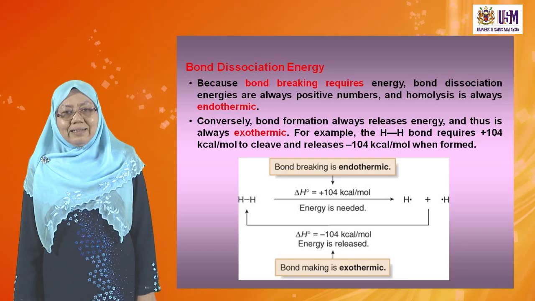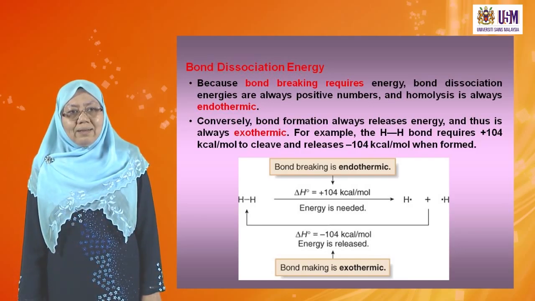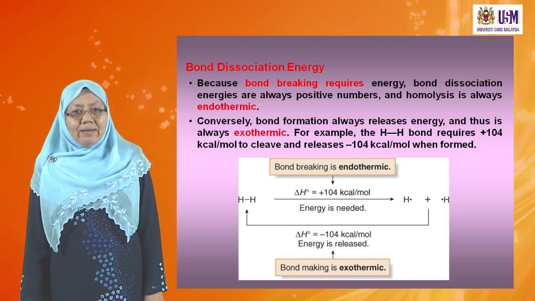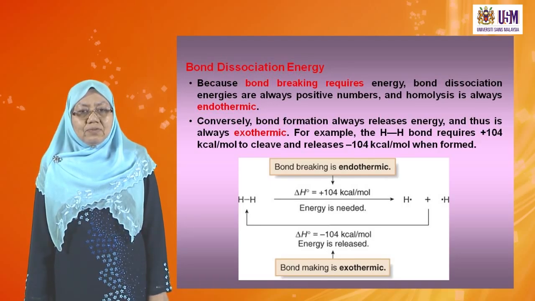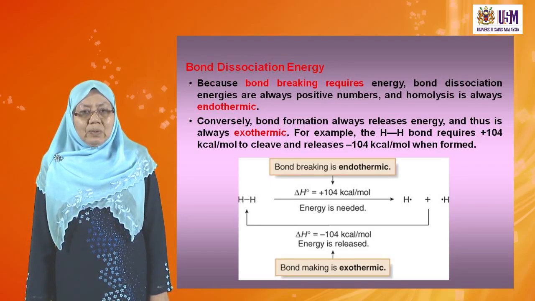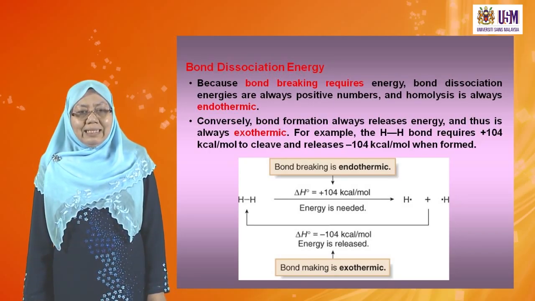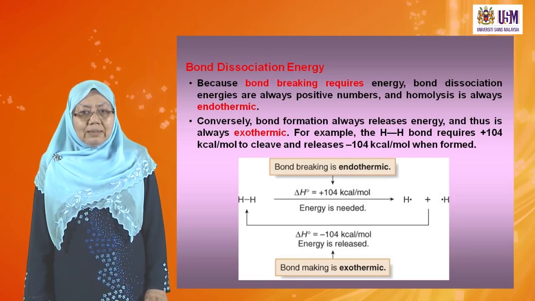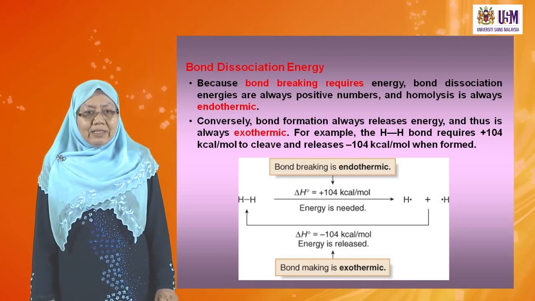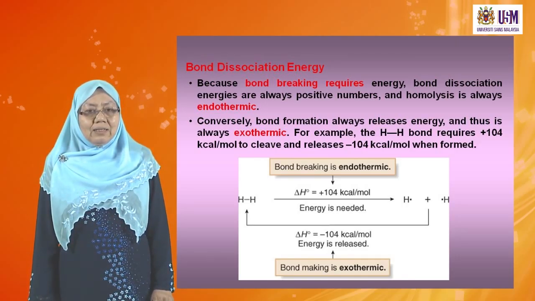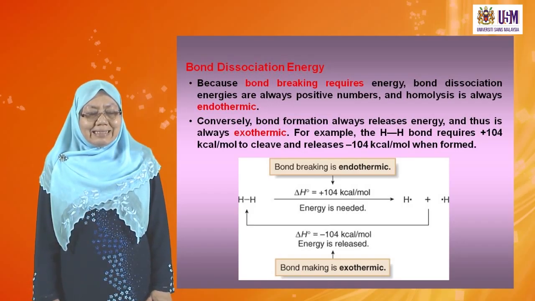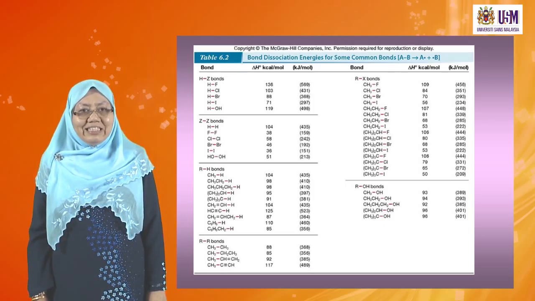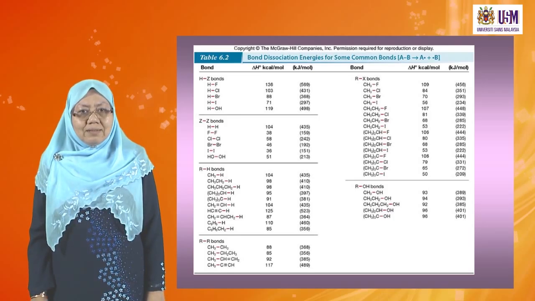Let's look, for example, at the hydrogen bond, which requires 104 kilocalories per mole to cleave, and it will release 104 kilocalories when the bond is formed. So for the hydrogen molecule to cleave to form hydrogen radicals, we need 104 kilocalories of energy. But when two hydrogen radicals come together to form the hydrogen molecule, 104 kilocalories per mole is released. Table 6.2 shows the values for bond dissociation energies of some common bonds.